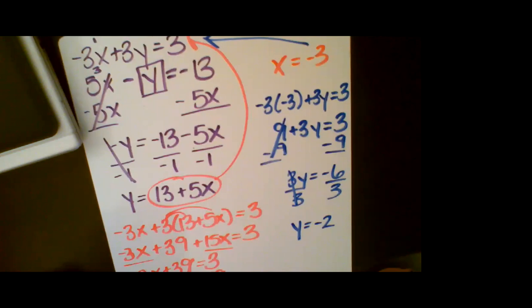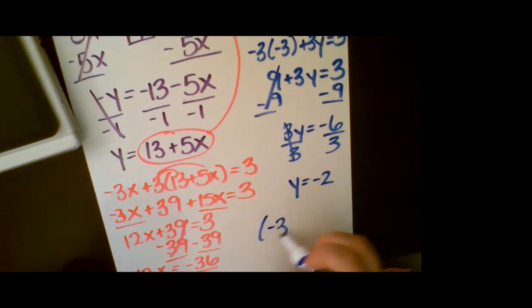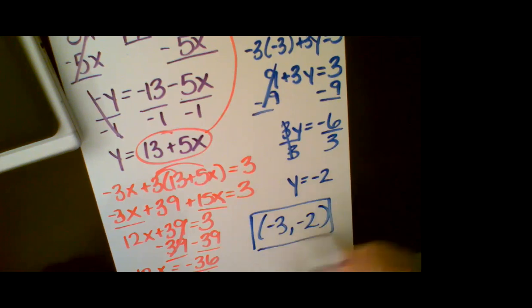So my final answer here, I have x and y now. My final answer is going to be x comma y, or -3 comma -2.